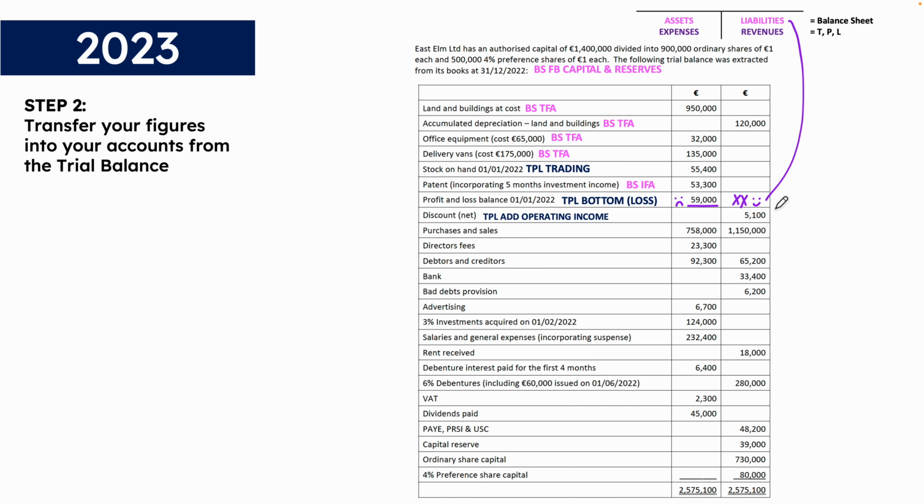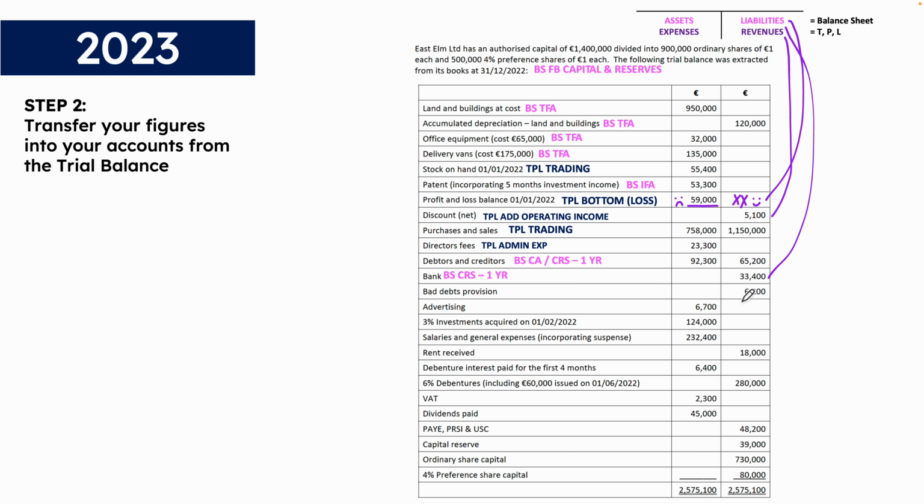So then we have discount on the credit side, which is a revenue. Okay, so it's on the credit side, so that's a revenue. That is discount received. TPL, add operating income. Then you've got your purchases and sales, which will go in the trading account. You've got your director's fees, which is an admin expense. You have debtors and creditors, so balance sheet, current assets, and then creditors minus 1 year. Bank is on the credit side, so that is a bank overdraft because that's a liability.